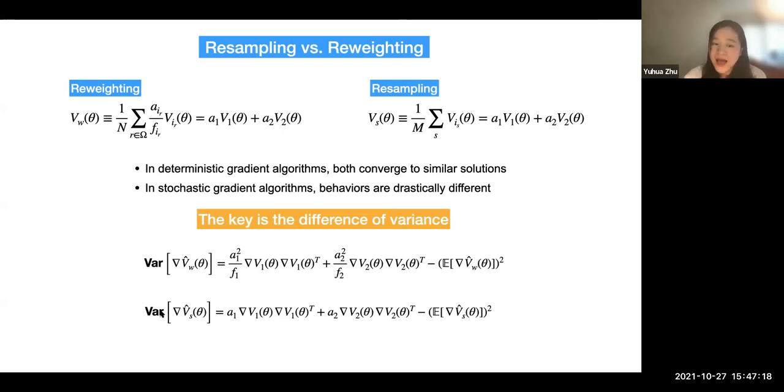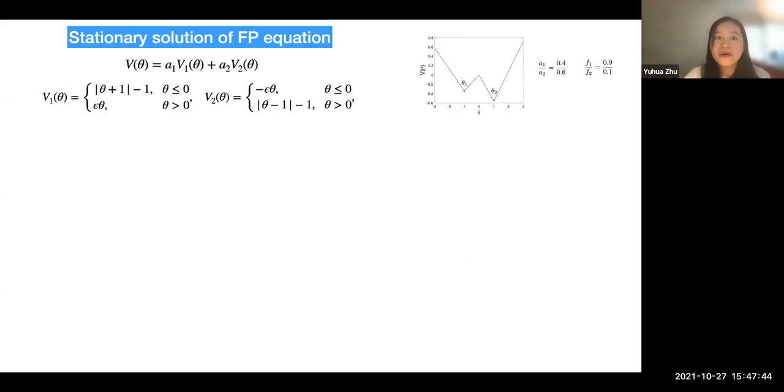But the variance of the resampling case is independent of F1 and F2. So this is why the resampling case behaves very stably even if you change the sampling distribution, F1 and F2. But the reweighting will depend heavily on F1 and F2. And more specifically, why does resampling outperform reweighting? I will use the stationary solution of the Fokker-Planck equation to explain this phenomenon.